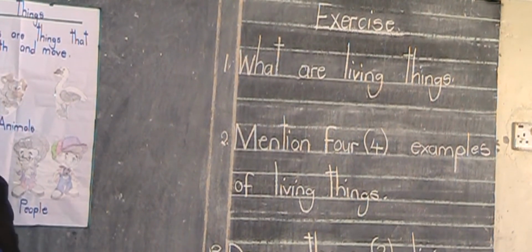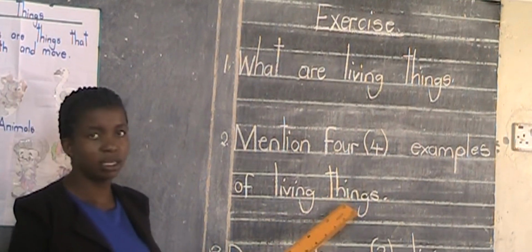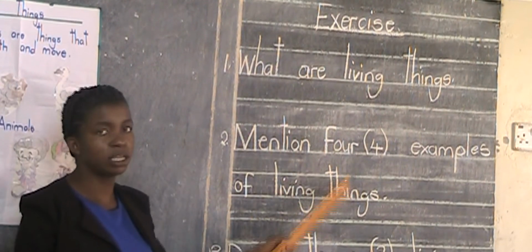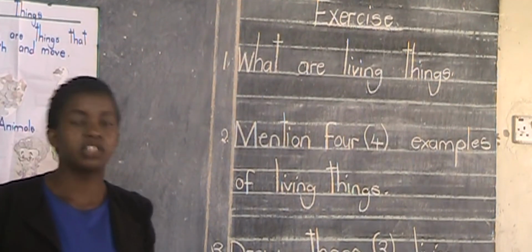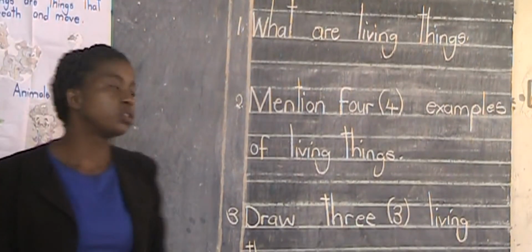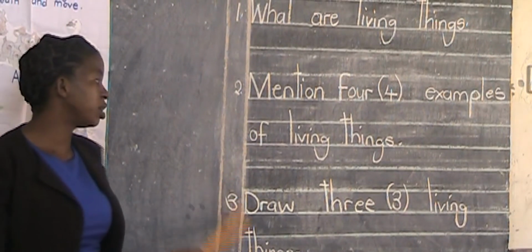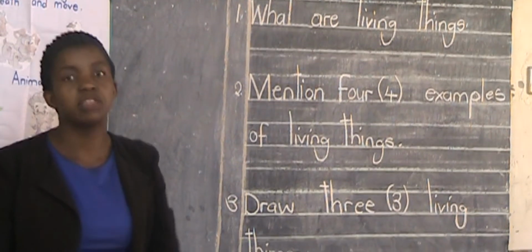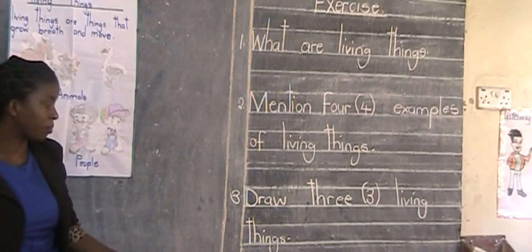Then we'll also come to number 2. Number 2 reads, mention 4 examples of living things. So you're going to write for me 4 examples of living things, as long as it moves, it grows, and it also breathes. Then number 3 is saying draw 3 living things. So you're going to draw for me 3 living things. Just 3 you will draw for me here.